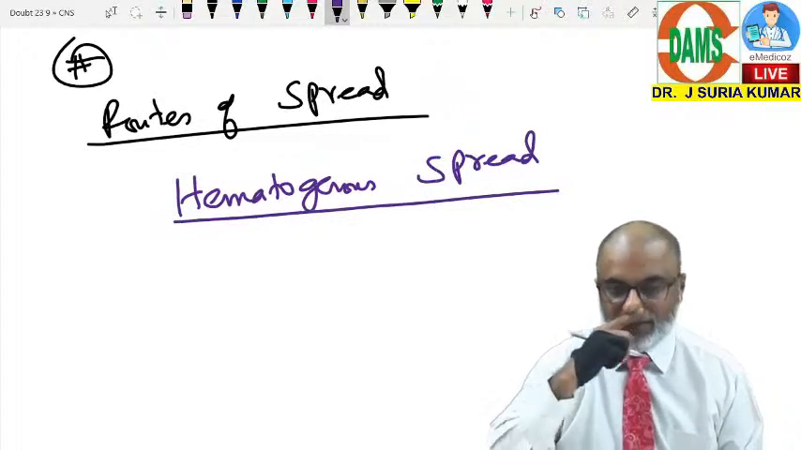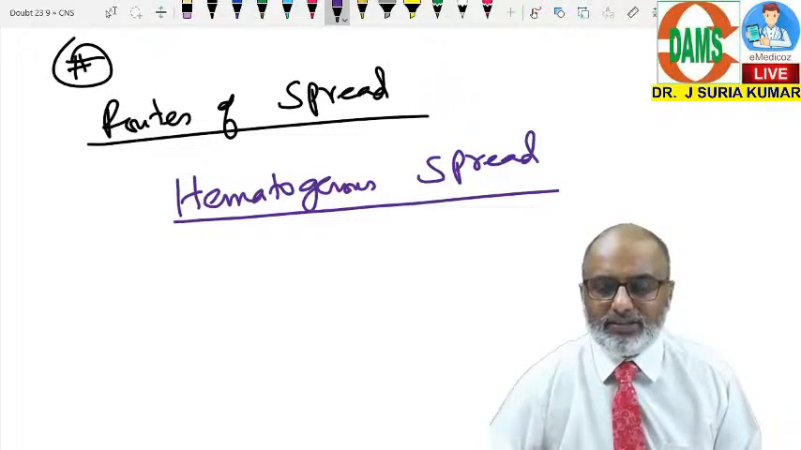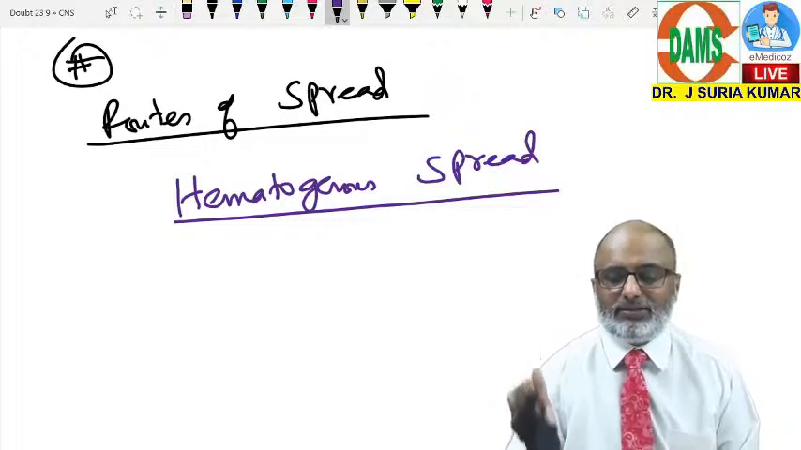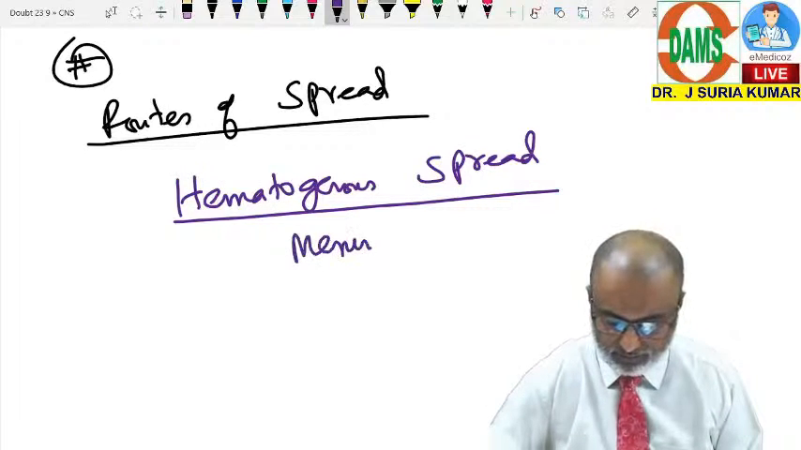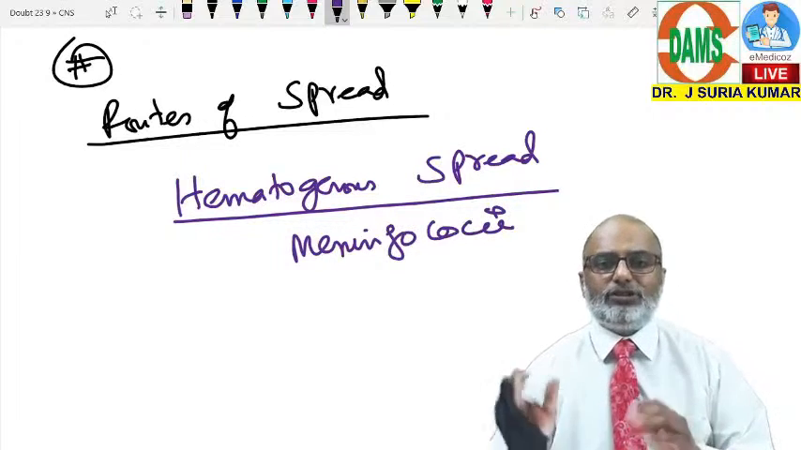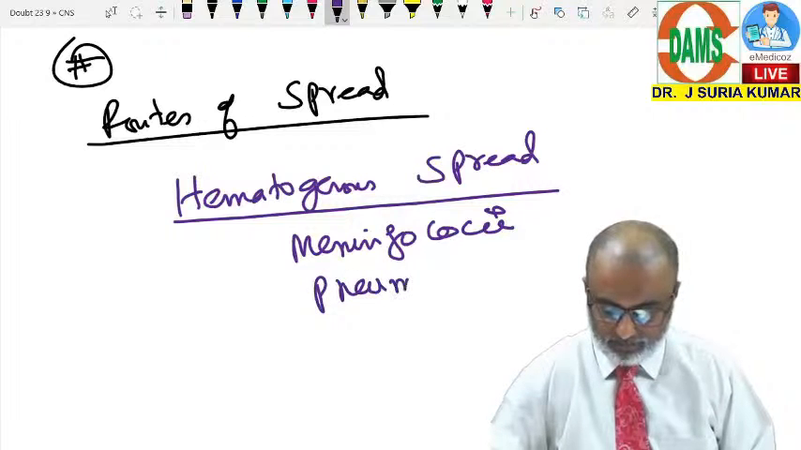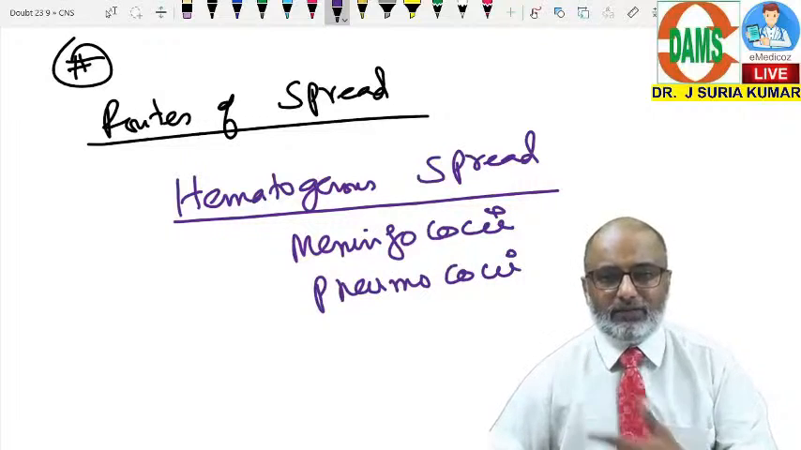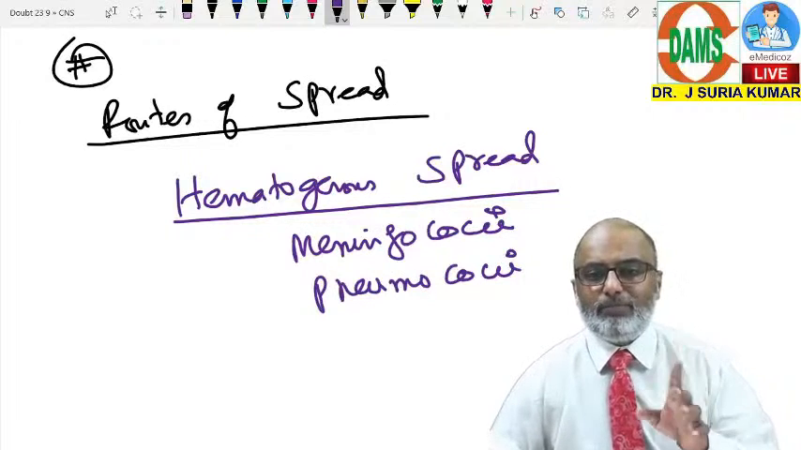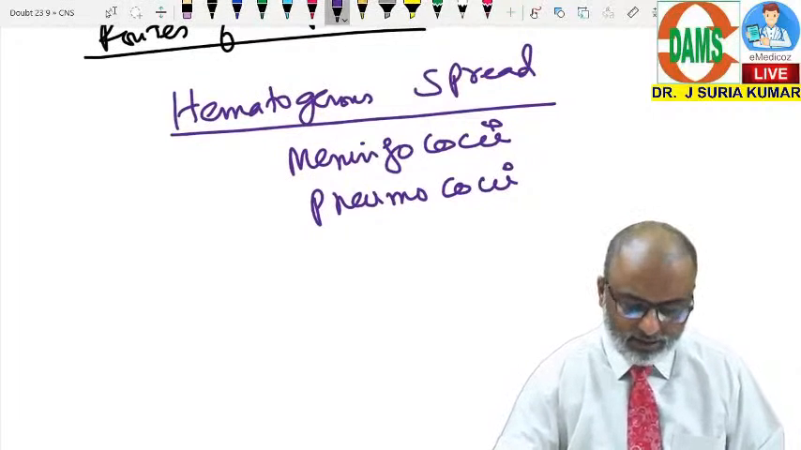Hematogenous spread. For example, pneumococci and meningococci are usually spread hematogenously. Meningococci have hematogenous spread. They are present in the blood, they travel in the blood, finally they cross the blood-brain barrier and go to the brain. The second one is direct spread.